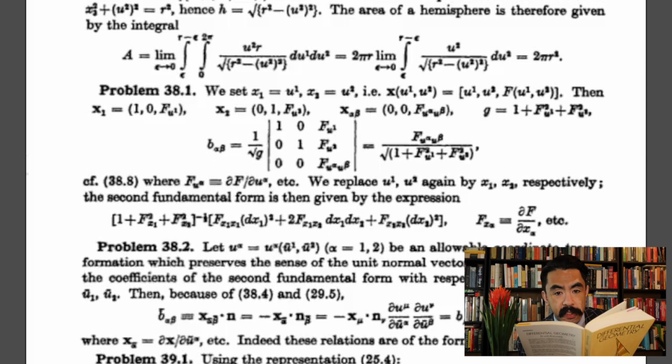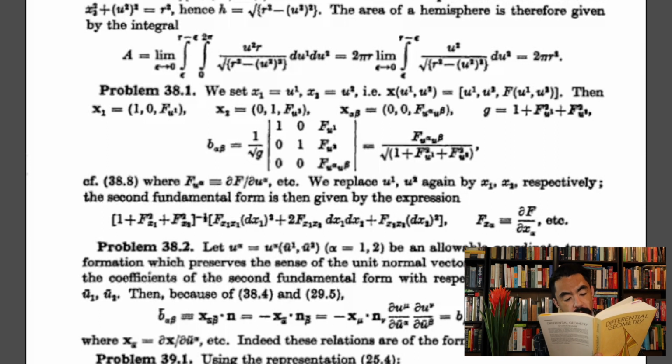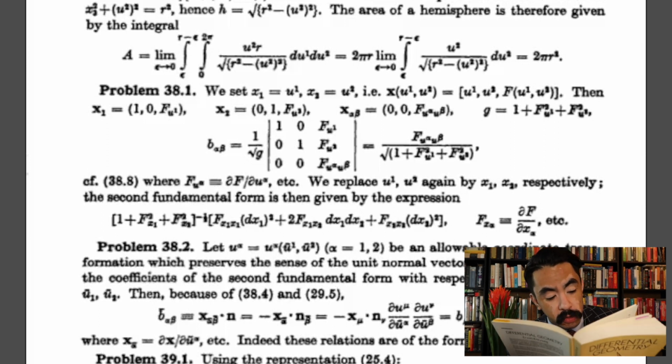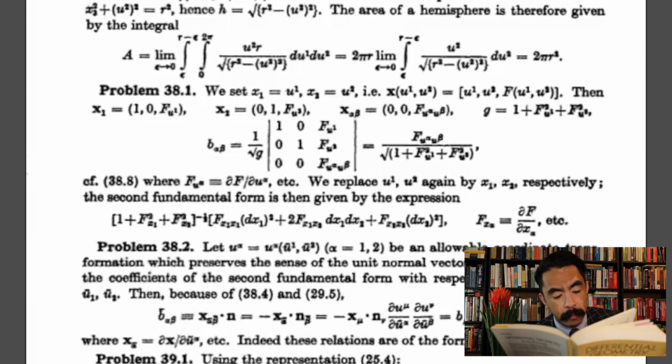And this b sub alpha beta is equal to a fraction with a numerator of capital F sub u alpha u beta, and a denominator which is the square root of the quantity 1 plus the square of F sub u1 plus the square of F sub u2, where in all of this capital F sub u alpha is equivalent to the partial derivative of capital F in terms of u alpha. We replace u1 and u2 again by x1 and x2 respectively.